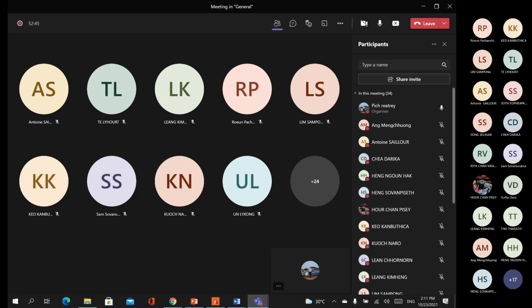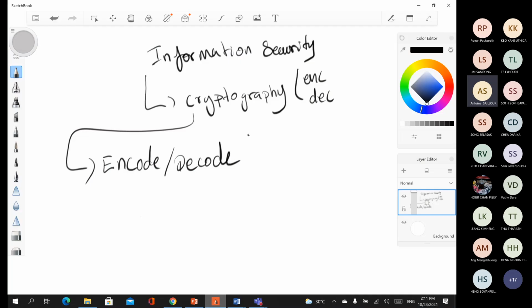Antoine, can you tell me what is the difference between encode and cryptography? I would say that one is about the key that you... I don't really know. Okay, let me ask the others. Antoine said that it's related to the key. Okay, that is just one small part of the system. The others?